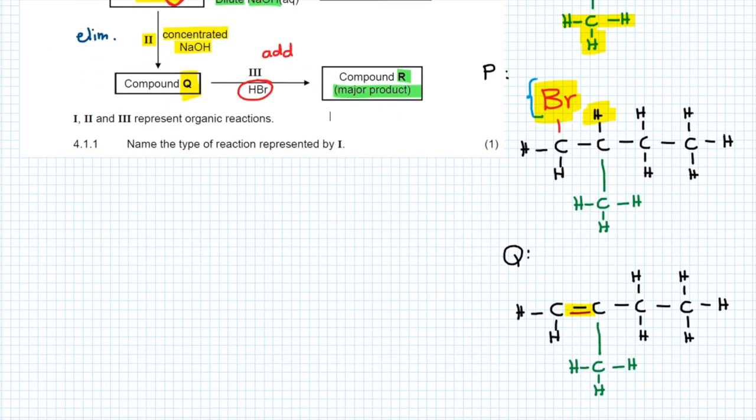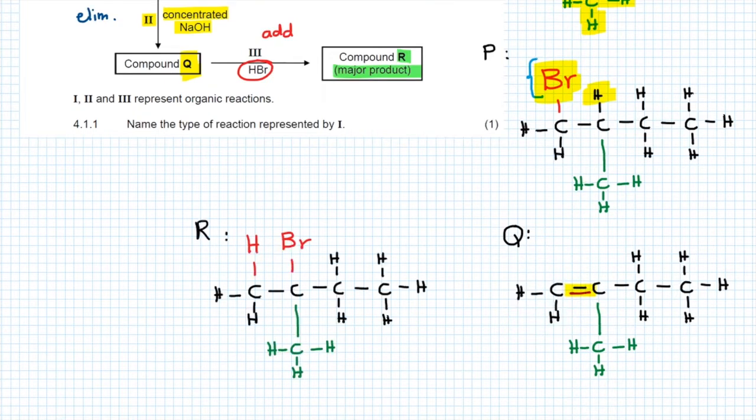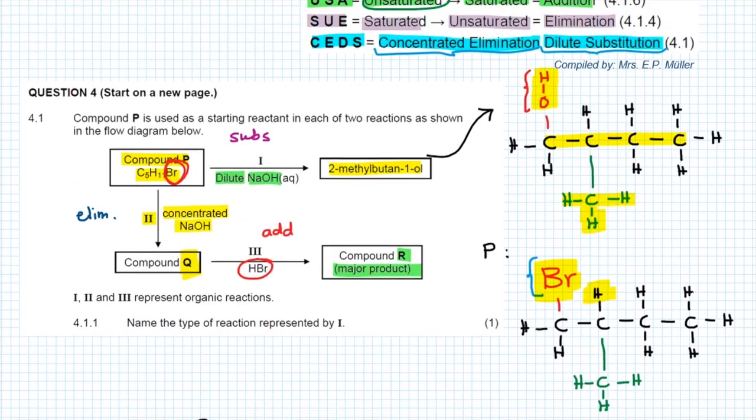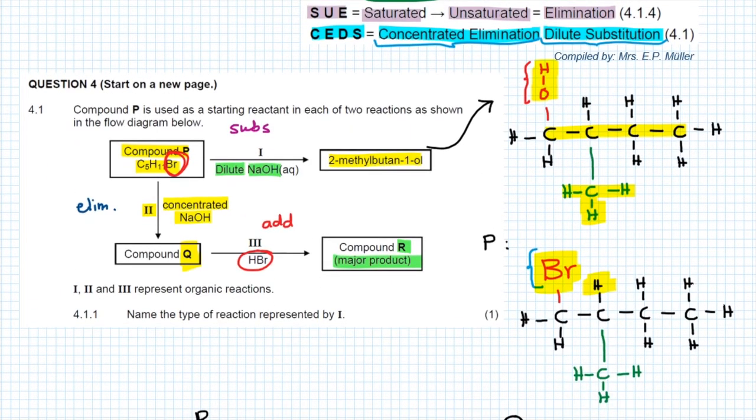So if we look at Q, we can see that the first carbon atom already has 2 hydrogen atoms attached to it. So therefore the hydrogen atom will go there, while the bromine atom will go onto the second carbon to form compound R. In the end, compound R looks like this. So we can go and fill in more gaps if we'd like. So you can go and fill in as many gaps as you'd like to.